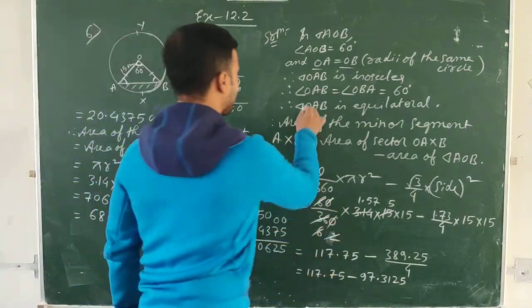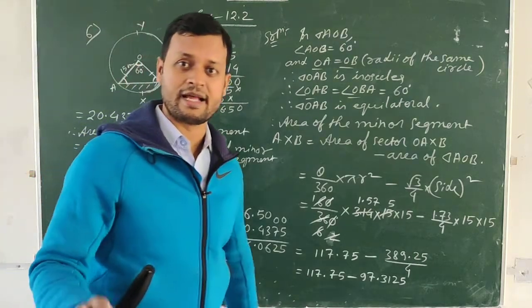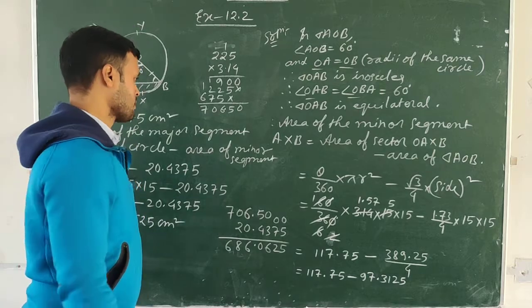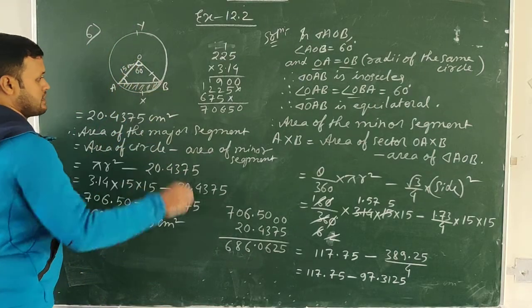Understood? So angle OAB and angle OBA are equal to 60 degrees. Therefore, if all the angles are equal to 60 degrees, then triangle OAB is what type of triangle? It is an equilateral triangle. So now we will find out the area of the minor segment.